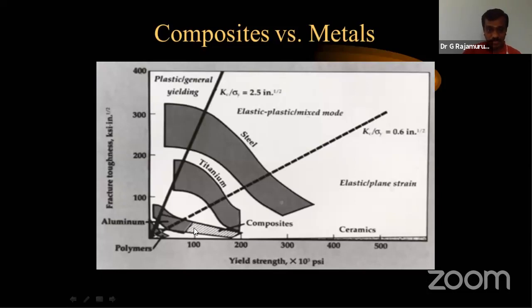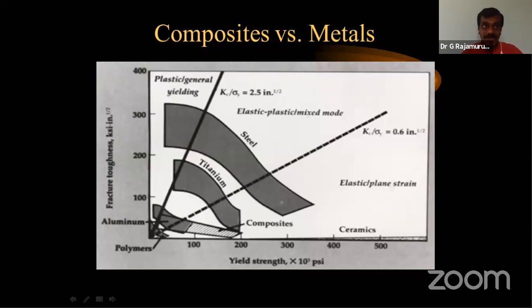So this is the composite. The hatched lines are composites, and the rest of them are metals. Let us say this is aluminum, the lowest one is the polymer, this is the titanium metal, and this is the steel metal. This graph is drawn between the yield strength and the fracture toughness of different engineering materials as well as the composite material. You can see here that the composites lie neither at the lower level nor at the higher level. It is somewhat better than the polymer matrix composite and slightly lower than the titanium matrix composites.